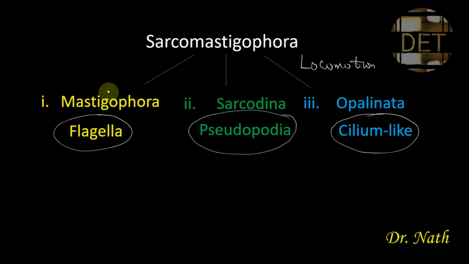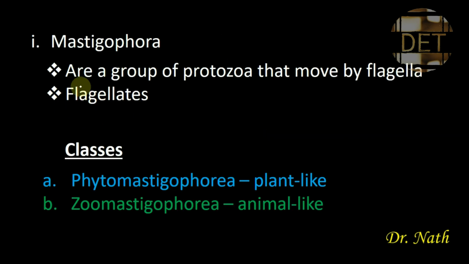So let's take the first subphylum, which is the subphylum Mastigophora. They are a group of protozoas that move by flagella, and that is why these organisms are referred to as flagellates. So another word for the Mastigophora is flagellates.